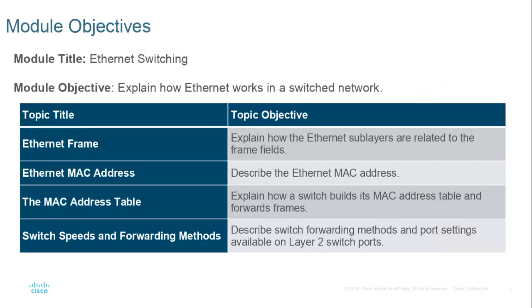So we'll look at how Ethernet sublayers are related to frame fields. We're going to look a little bit about the MAC address, that burned-in physical address that's in each Ethernet device. We're going to look at switches. Switches are these devices, these 24-port devices we plug a bunch of PCs into so they can all talk on the network. And we'll explain how the switch works logically.